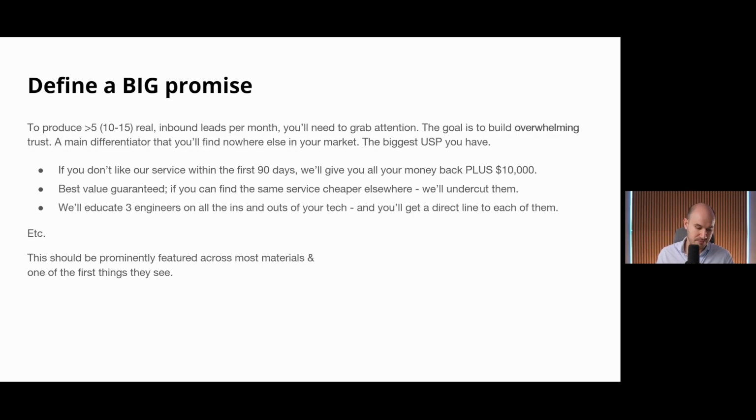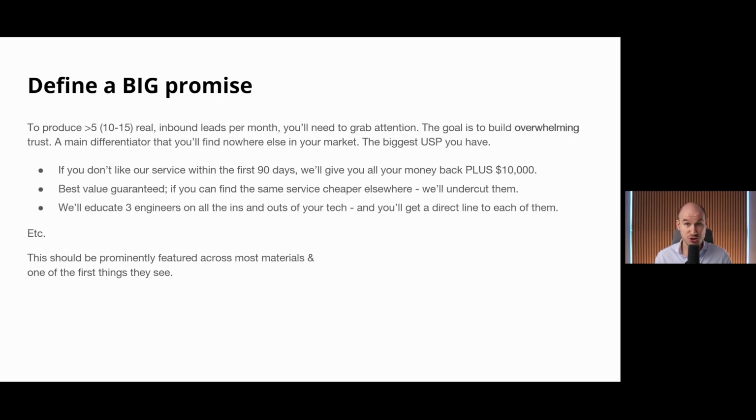One of the biggest things I have found that drives the most lead flow, right, which is necessary if you want to get 5 to 15 leads in month 1 after launch and maintain that figure or grow it, is that you need to grab attention in a way that builds a lot of trust, a lot of trust. And a big promise is essentially the biggest unique selling point that you have that's trust creating in the MSP space. So here are some examples.